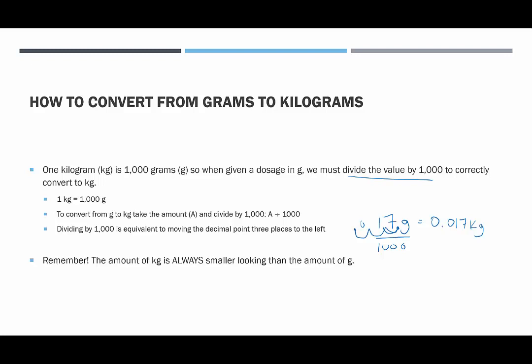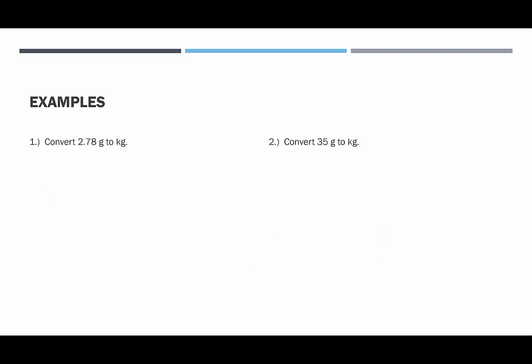And remember, something to keep in mind is that the number of kilograms always looks smaller than the number of grams because it's a bigger unit of measure. So for it to represent the same value, the number of kilograms would be smaller, right? 0.017 is smaller than 17. So just something to keep in mind.